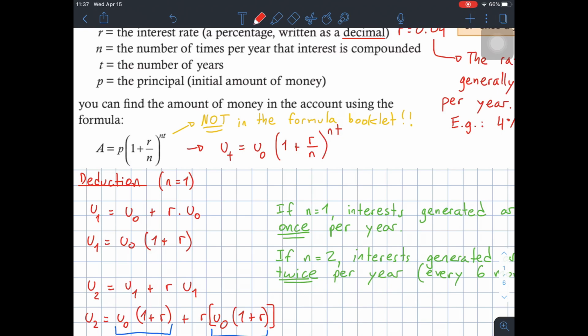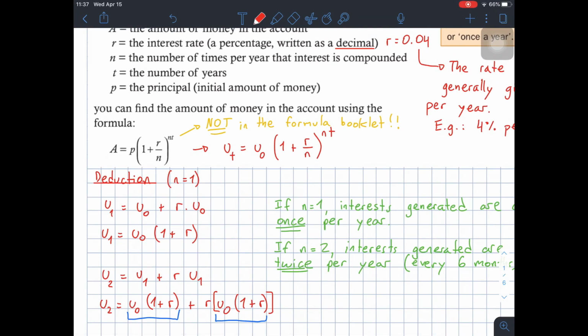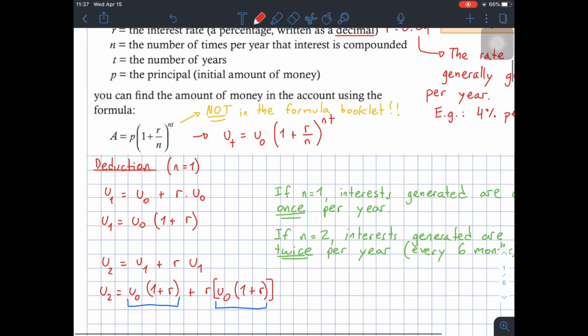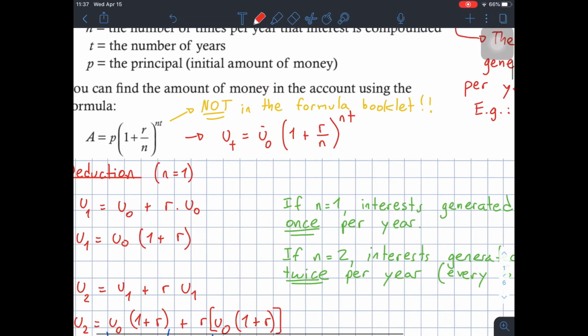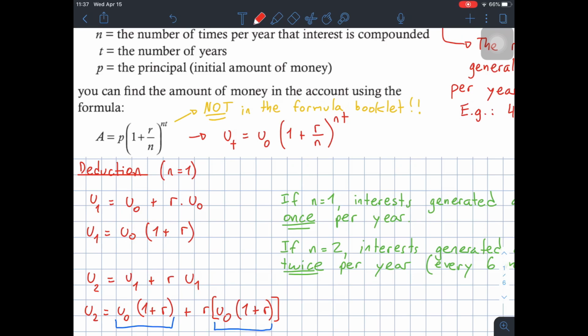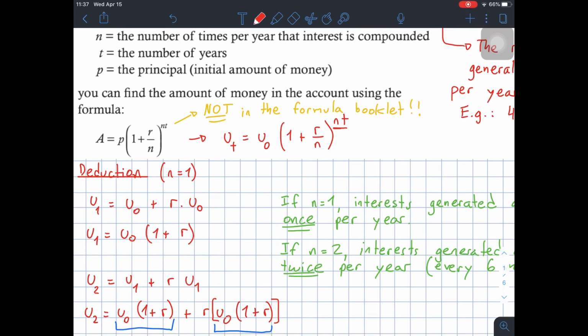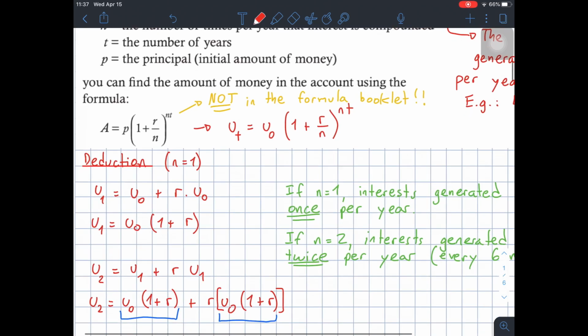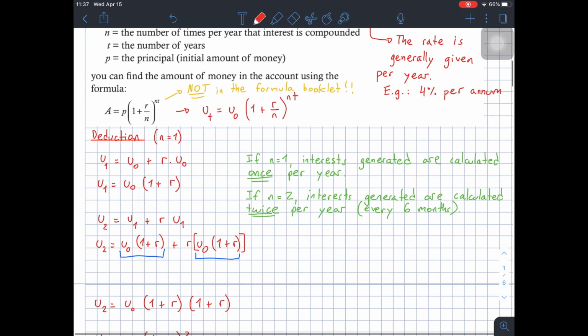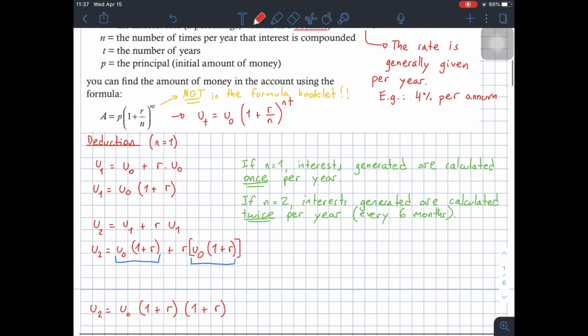So time would play the role of the position that we used to represent with N, okay? So UT equals U0, which is the amount I put in the beginning, the initial amount of money, times 1 plus R over N, where R is the interest rate, N is the number of compounding periods, to the power of N times T, okay? Where T is the amount of years I want to deposit my money, for example.